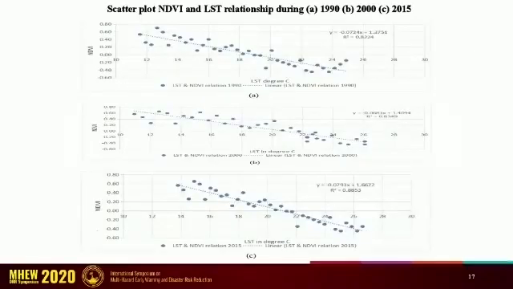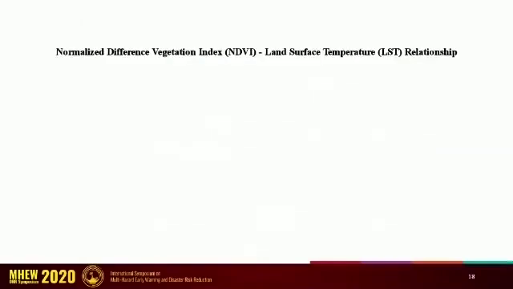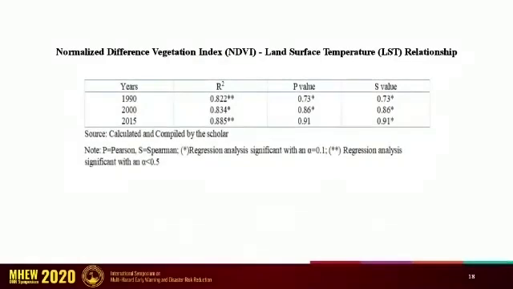This is the scatter plot diagram between NDVI and LST, and it shows that there is a negative correlation between NDVI and LST. The negative correlation between the two means that whenever there is a high value of NDVI, there will be a lower value of LST, while if there is a lower value of NDVI, there will be a high value of LST. This is the Pearson and Spearman correlation and regression analysis justifying the negative correlation between land surface temperature and NDVI.